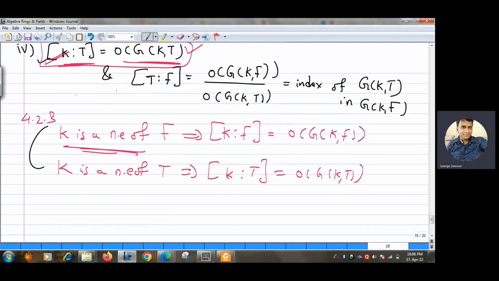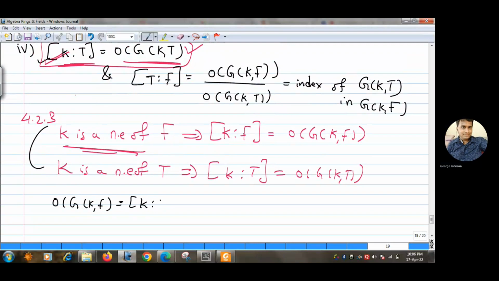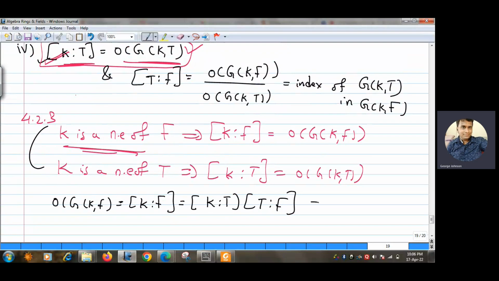Okay, now again this equality can be easily observed. Let us see why. See, now already we know that K is a normal extension of F. That implies the order of GKF is the same as the dimension of K over F. But we know that T is lying between K and F, so I can split this as the dimension of K over T times the dimension of T over F. Okay, now what is the dimension of K over T?